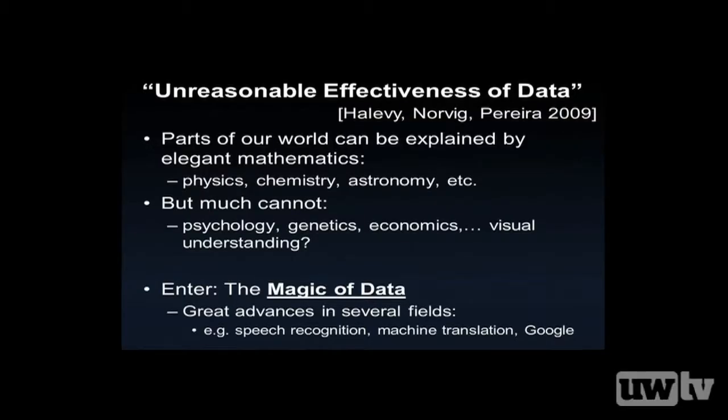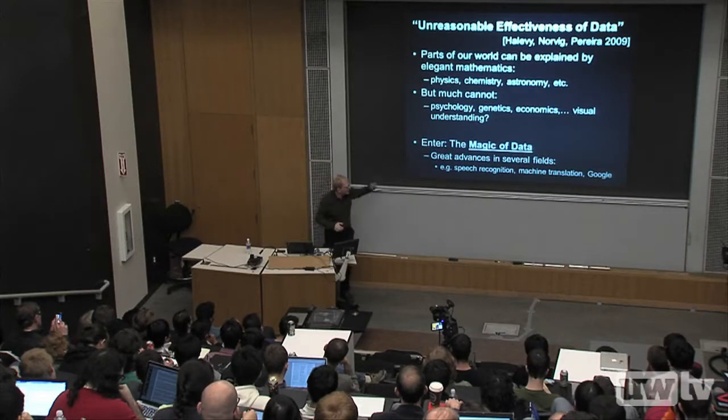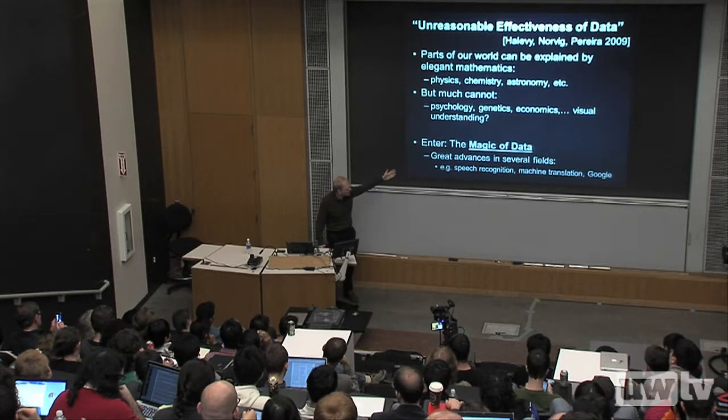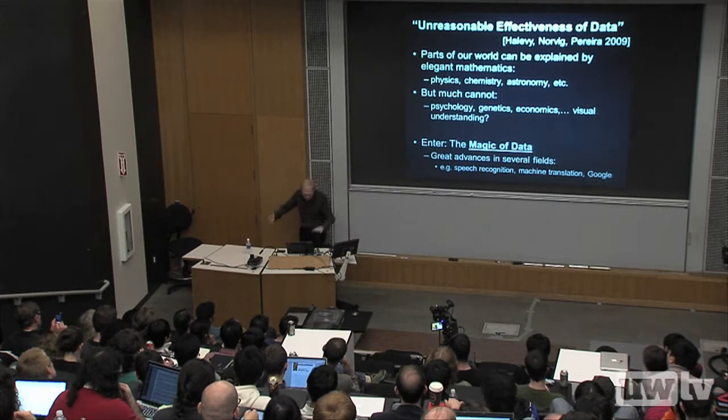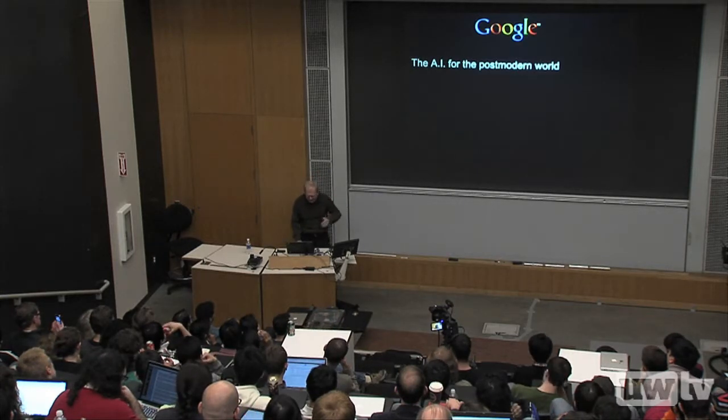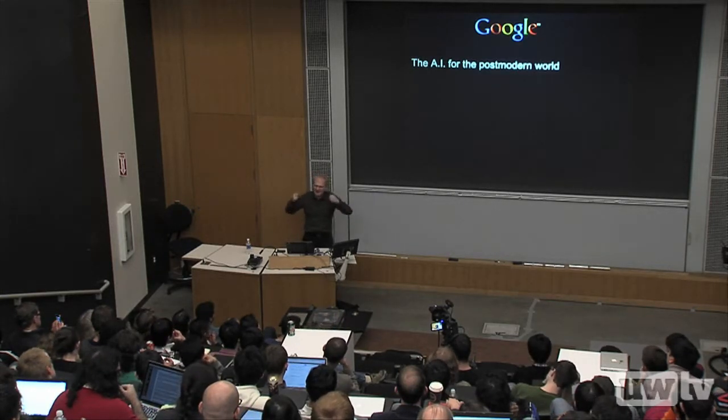And this is exactly where the magic of data happens. This is exactly where having lots and lots of data, even when you don't have a beautiful model, can get you a lot of the way there. And of course, there have been advances in several fields. Speech recognition is one, machine translation, and of course, Google. Google is the ultimate thing. Google is the AI for the postmodern world, right? It doesn't need to create anything. It just looks it up. So even though there is no model, you can do all these beautiful things.